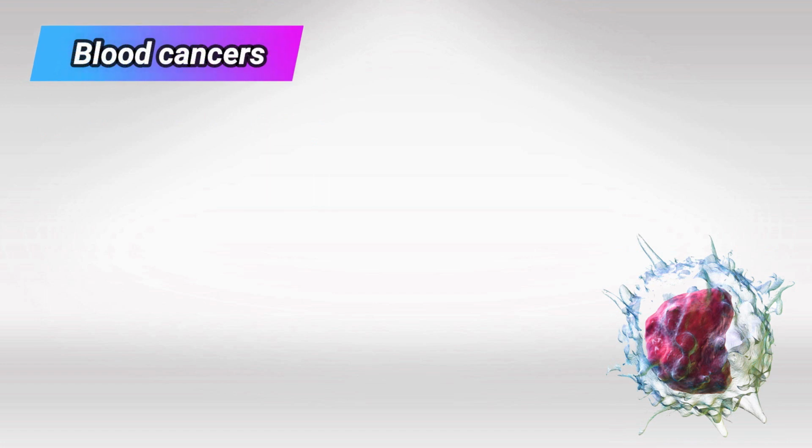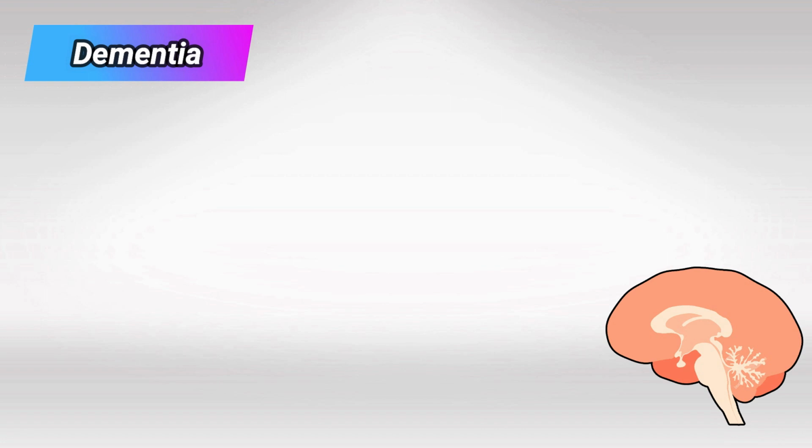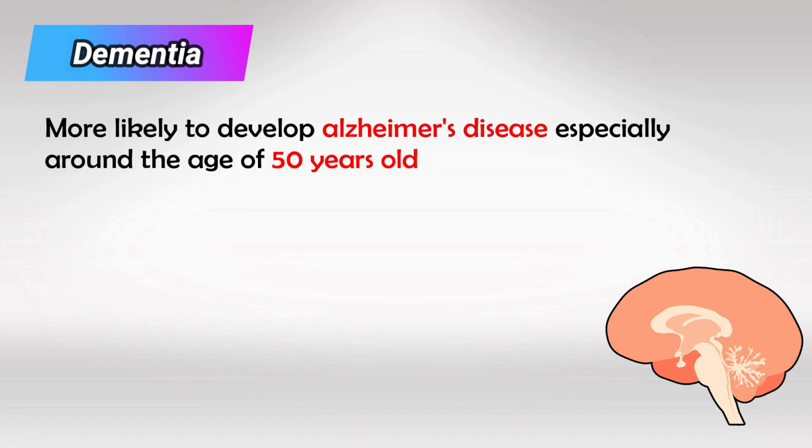Next is leukemia, and these patients of course have a higher chance of leukemia compared to the general population. We have several theories, but we're not very sure about the cause. Next is dementia and Alzheimer's disease. For some reason, patients with Down syndrome are significantly more likely to develop Alzheimer's at around the age of 50.